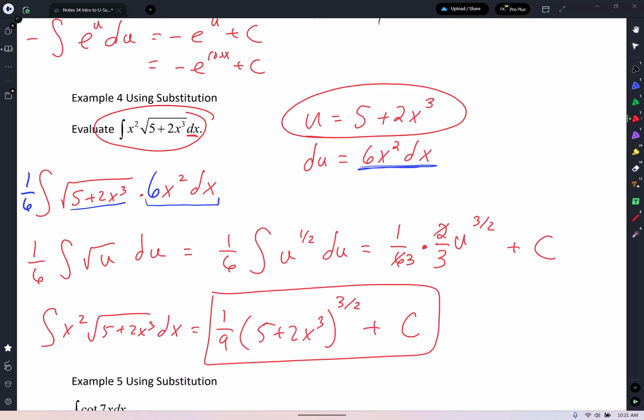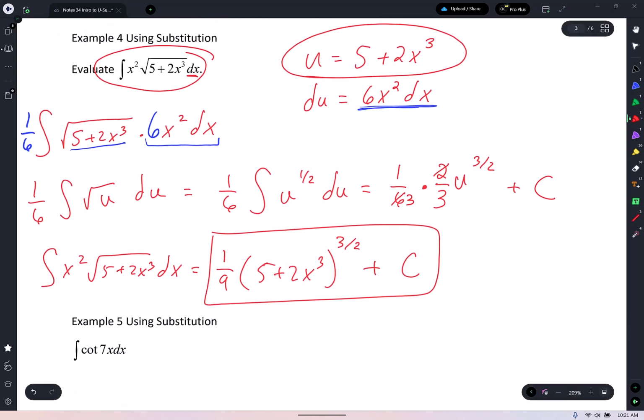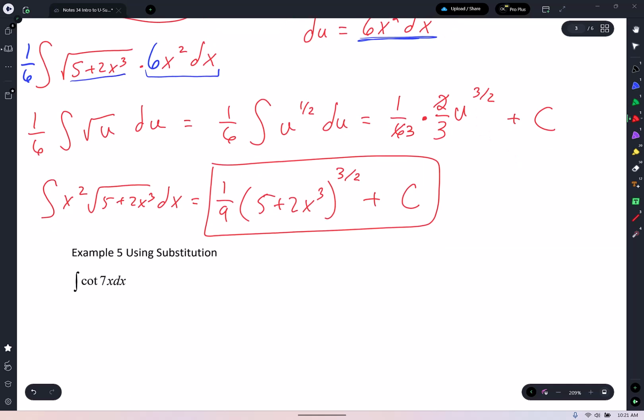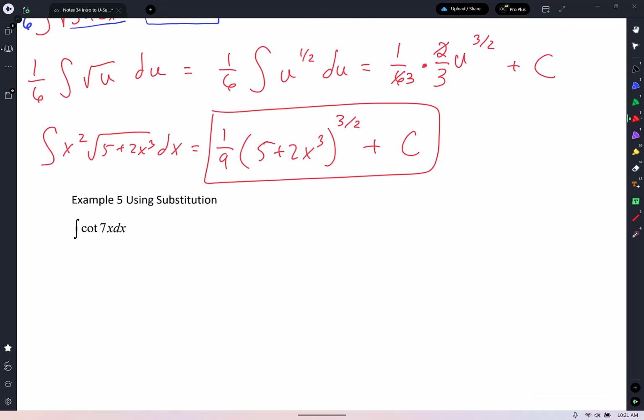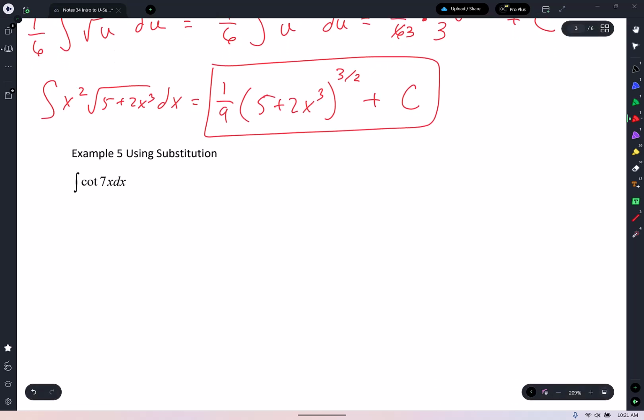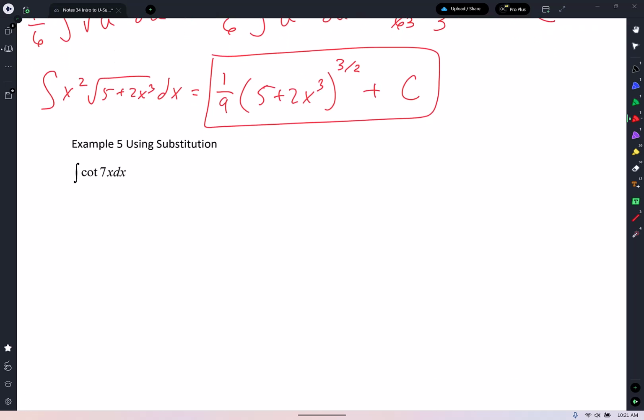Don't worry, we're going to do a whole bunch. All right, look at example 5. I'll wait. Look at example 5, guys. Cotangent 7x dx. Chop, I can't do that. Yes, you can. Let's write it in terms of cosine and sine. Keep the argument. Integral cosine 7x over sine 7x with the dx right here.